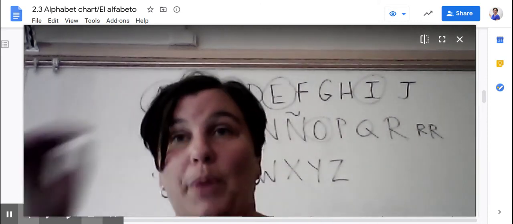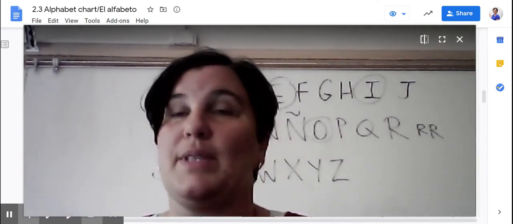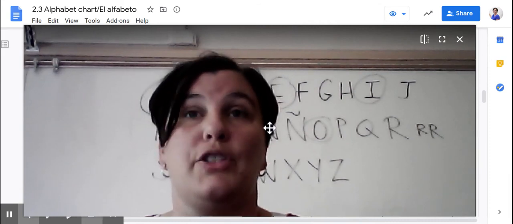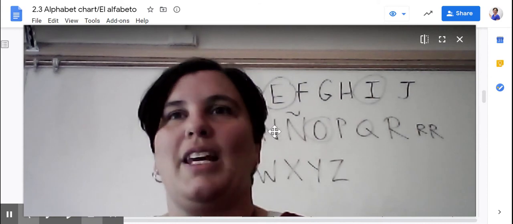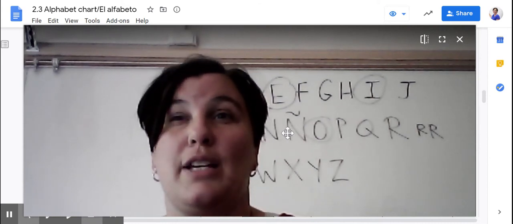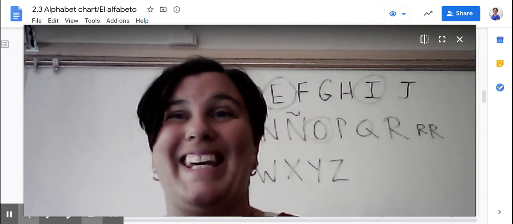One thing really cool about the vowels, vocales in Spanish, is they always make the same sound no matter what. They never change. So that is key to speaking Spanish well and having good pronunciation, is learning those vowels. A, E, I, O, U.